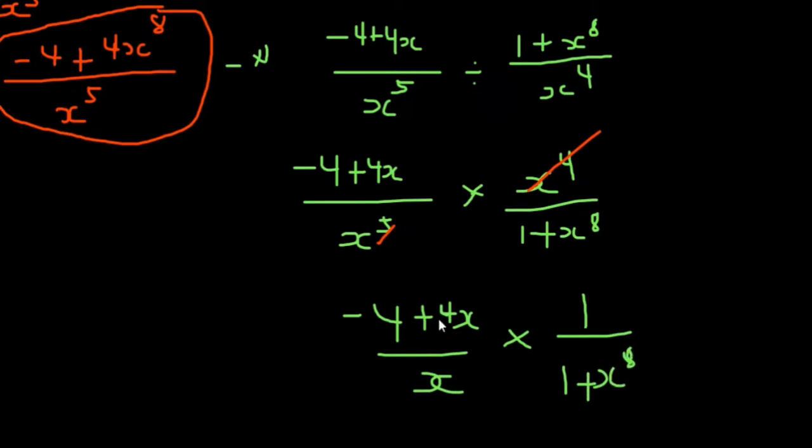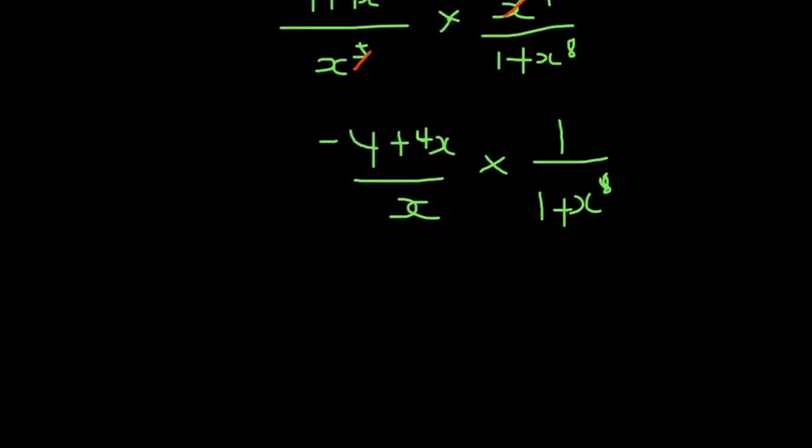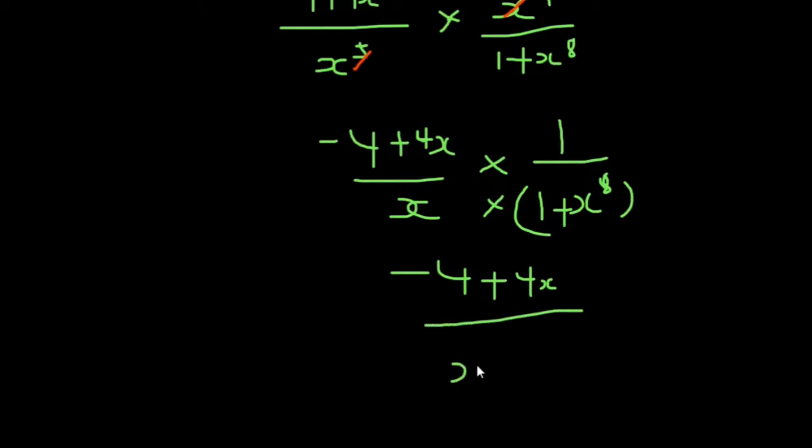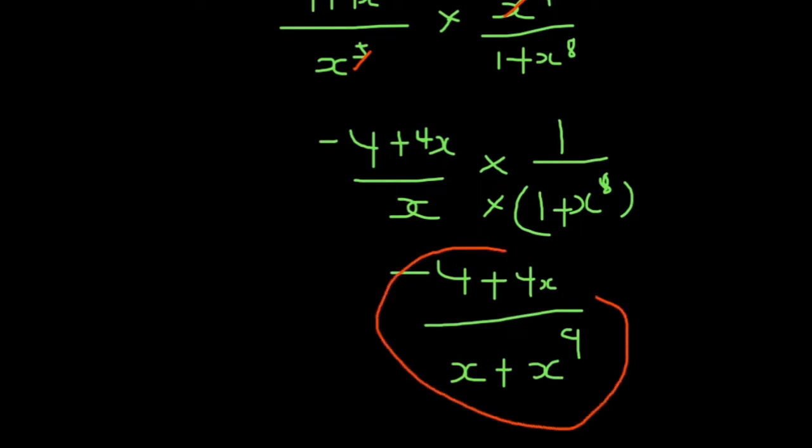Okay, so I can multiply this by this and also multiply this value here by this. Minus 4 plus 4x times 1 will still give me minus 4 plus 4x. And then x is multiplying this, so that will be all over x plus x times x to the power 8, which will be x to the power 9, because the exponent will add. So at the end I'll get this value here, and this will be our final simplified answer.